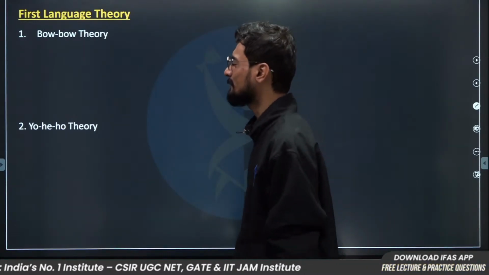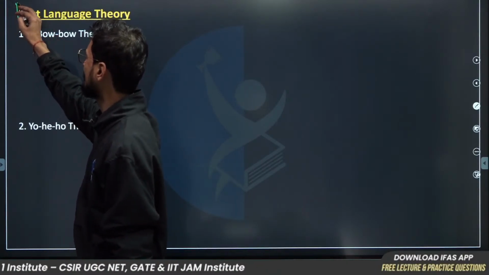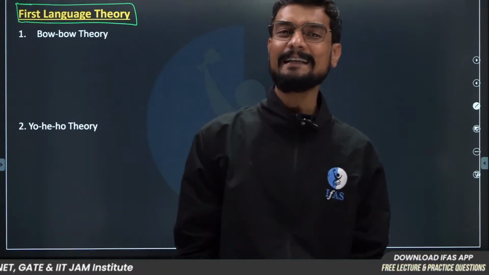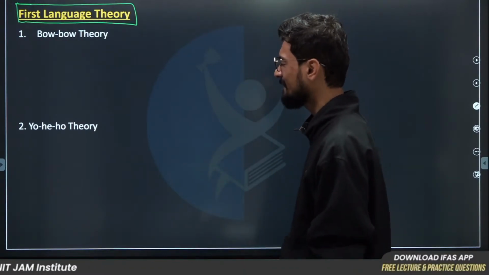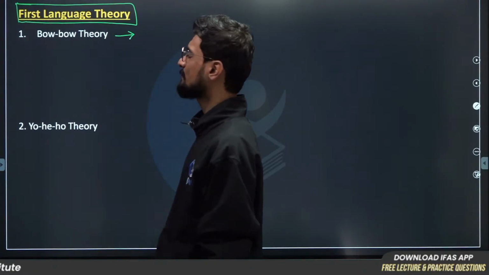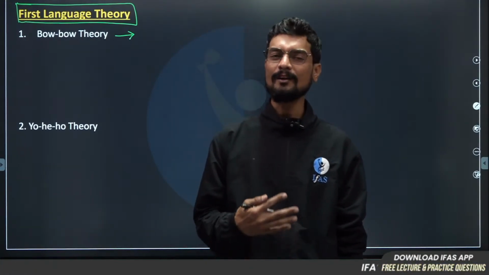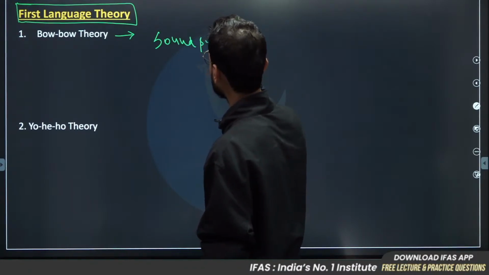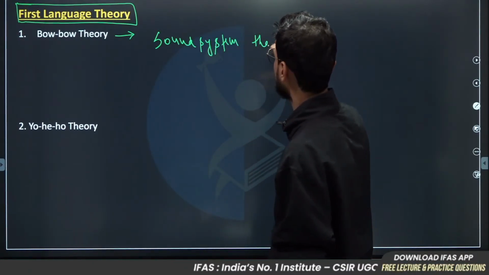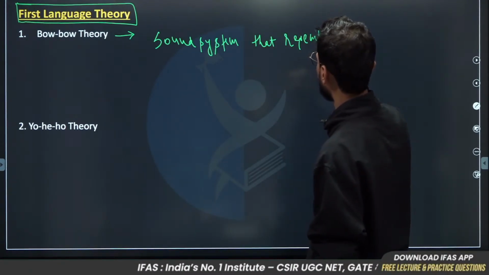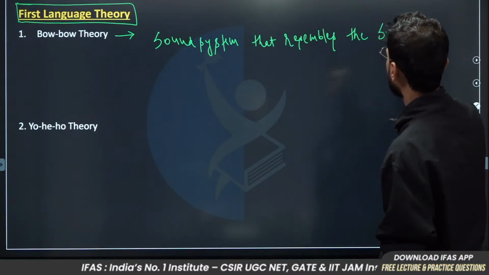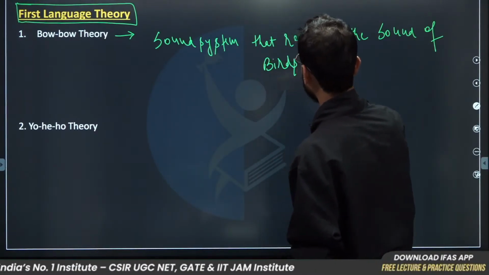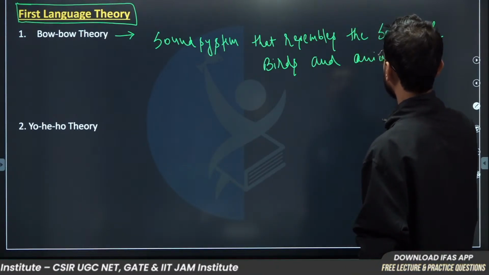Now you can notice the first words written down here, the first language theory. This first language theory means how any individual learns any kind of language. For example, this Bow-wow theory says that human beings tried to understand language, or language evolved out of a kind of sound system that resembles the sound of birds and animals.